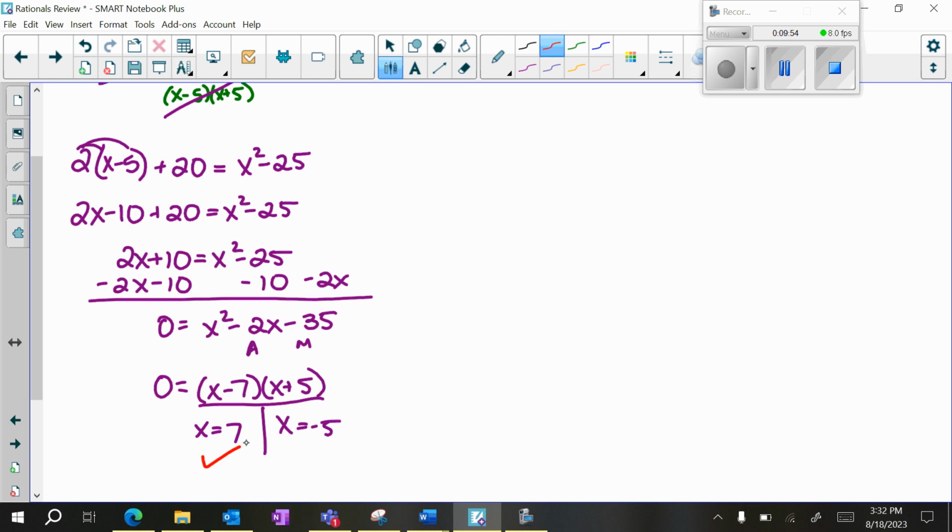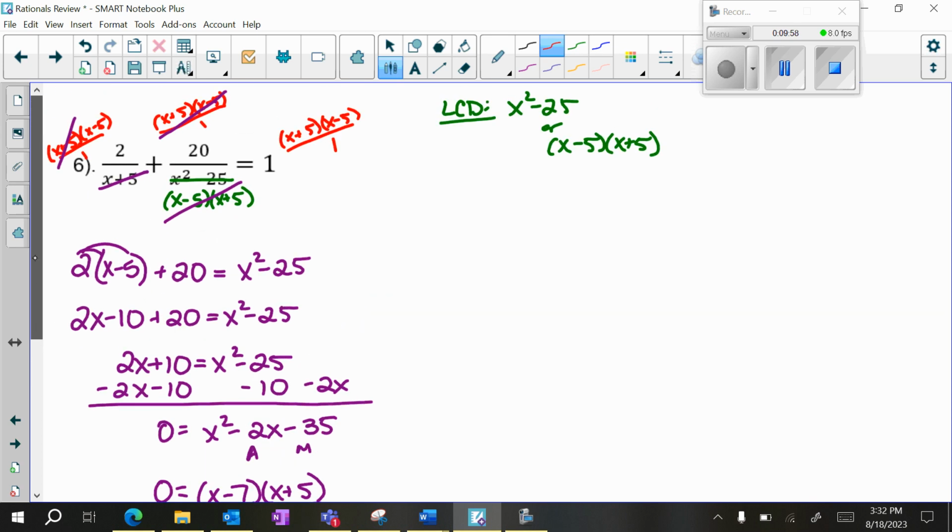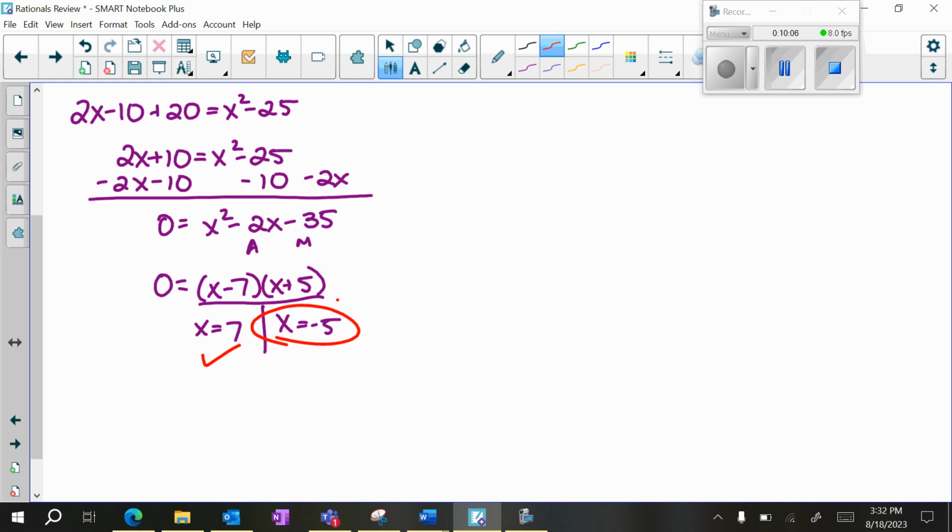x minus 7 works, but if I take my negative 5 and I plug it back into my original numerator, this would be negative 5 plus 5, which would give me 0, which is undefined and not allowed. So this part of my answer rejects because it is an extraneous solution. So my overall answer is just x equals 7.